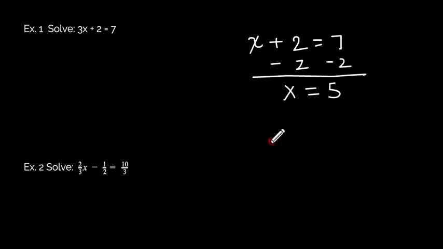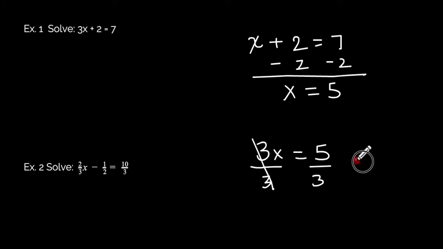We also did one-step problems that were like this. 3x equals 5, right? And to solve it for x, we just divided both sides. We're doing the opposite operation. If it's multiplied, we divide. If it's divided, we multiply. These cross out. Whoops, that should have been a 3. The 3's cross out, and we get x equals 5/3.